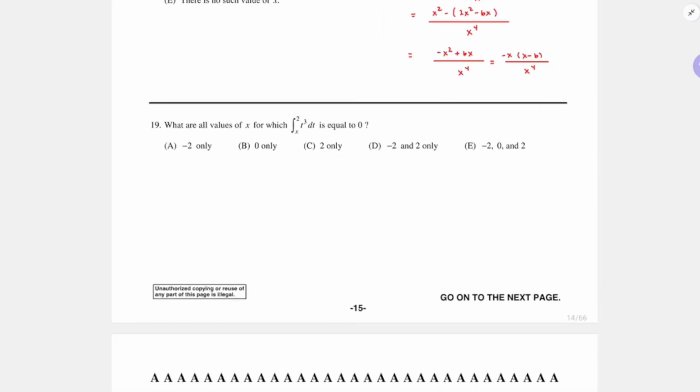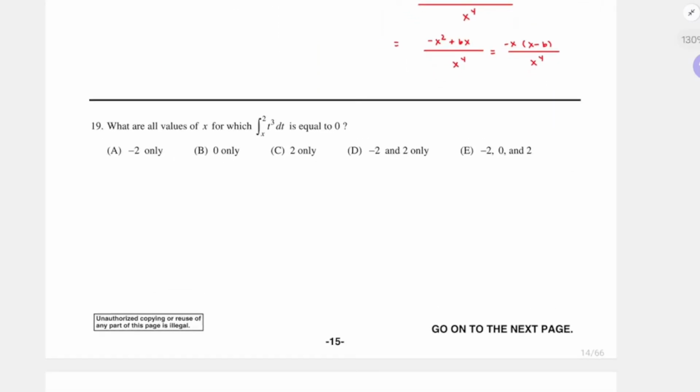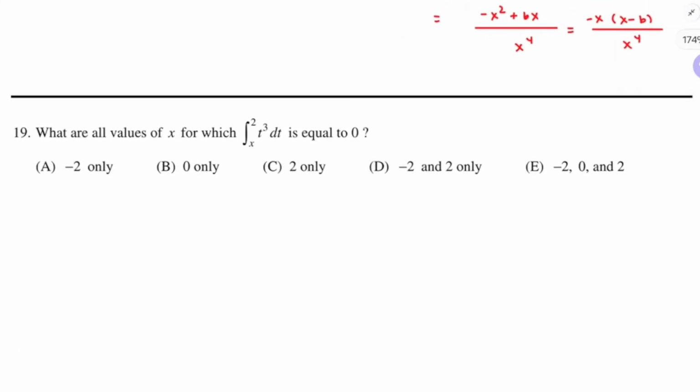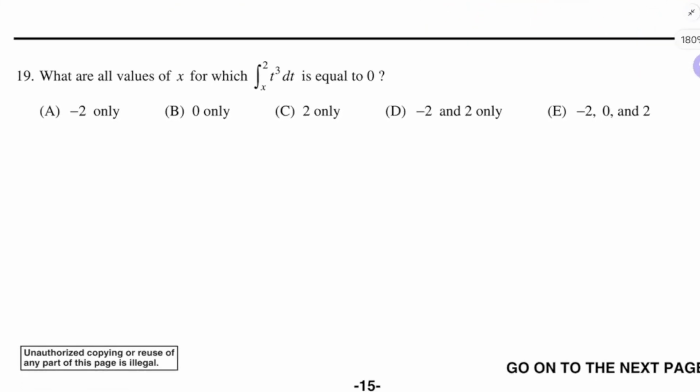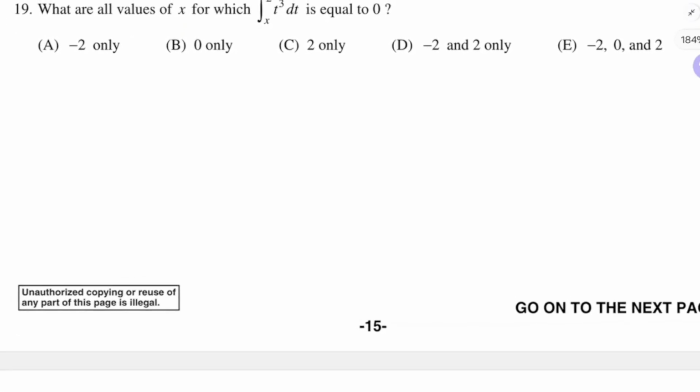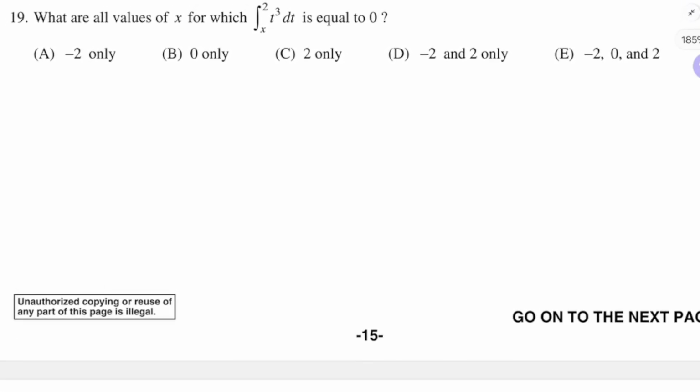Okay, and I have evidence to believe that that's the only time the derivative of area equals 0 besides some sort of weird situation happening at x equals 0. But we're not really interested in that case. So what are all values of x for which this integral is equal to 0? We'll just take this integral and set it equal to 0 and solve the equation. I think that's going to be the way to go.